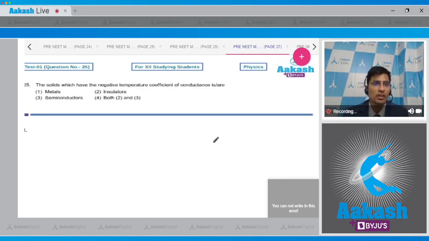Dear students, question number 25 says the solids which have the negative temperature coefficient of conductance, metals, insulators, semiconductors, or fourth option which says both 2 and 3. The students, on increasing the temperature, the conductance of the metal decreases. And hence, we can say that the metals here have a negative temperature coefficient of conductance. Therefore, for this theoretical question, the correct answer straight away is option number 1. Now moving on to the question 26.